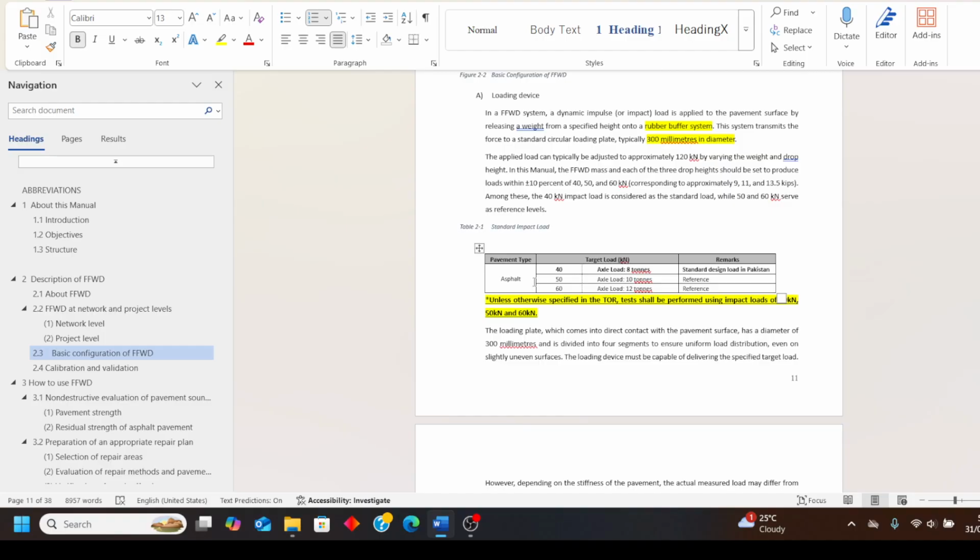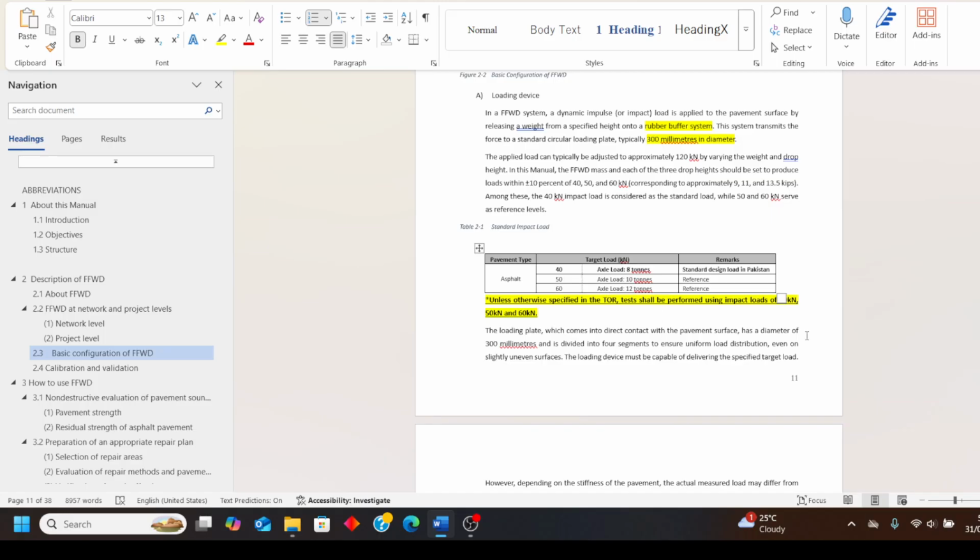In this manual, tests are run at three standard load levels. Number one is the 40 kilonewton, which is approximately an 8 ton axle, the Pakistan standard design load. Then there is 50 kilonewton, which is approximately a 10 ton axle reference. And then 60 kilonewton, which is the 12 ton axle reference.